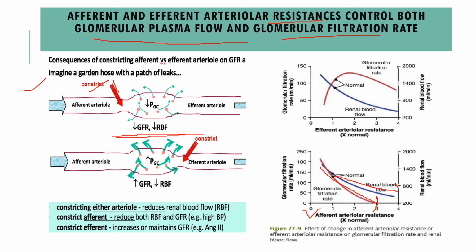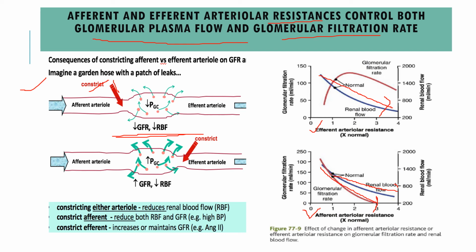Now come to the next condition, the constriction of the efferent arteriole, in which efferent arteriolar resistance increases. What is its effect on renal plasma flow? It is the same as with the constriction of the afferent arteriole. That is, there will be a reduction in renal blood flow. So this blue one, you can see as we are increasing the efferent arteriolar resistance, there is a reduction in renal blood flow.